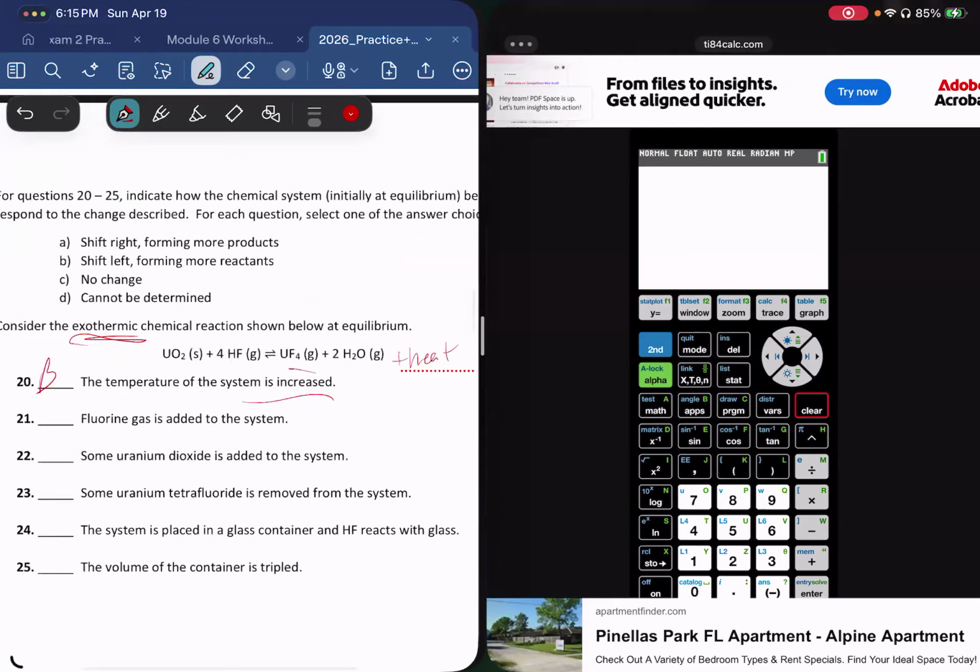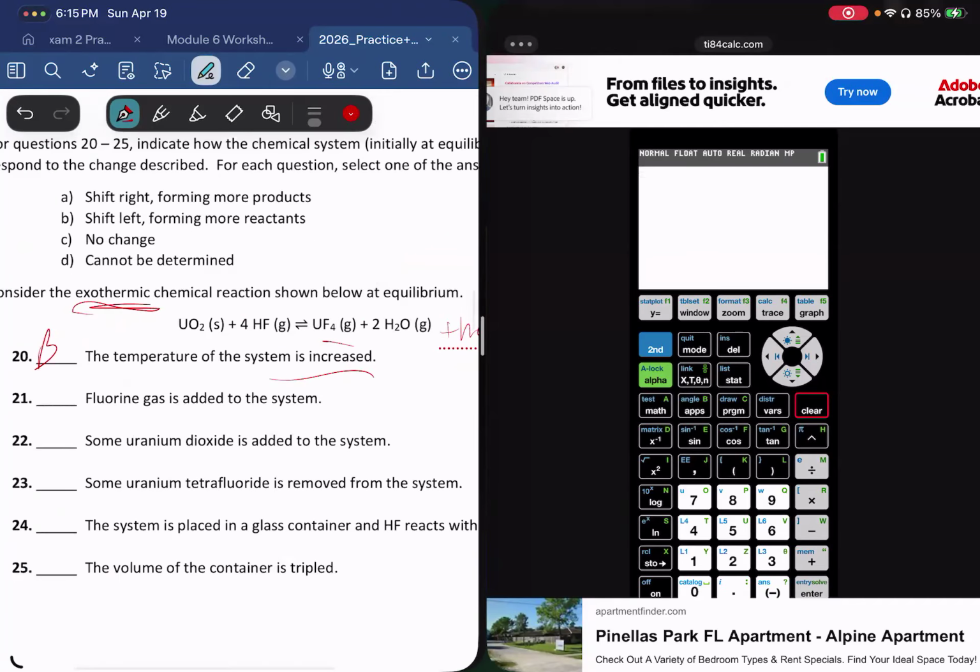Next is adding fluorine gas. There is no fluorine gas on its own here. Fluorine gas is just F2. You have HF and then you have UF4. So that does nothing really, which is why this answer is C.